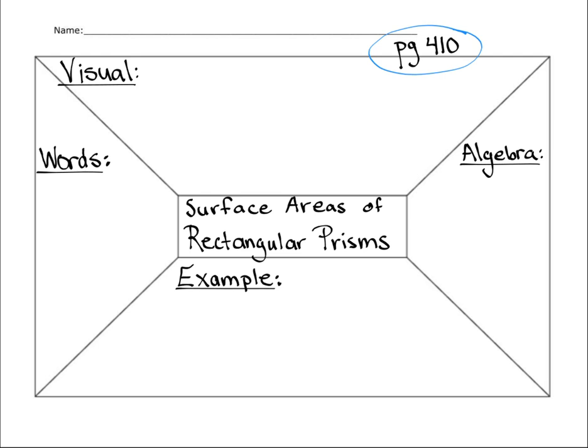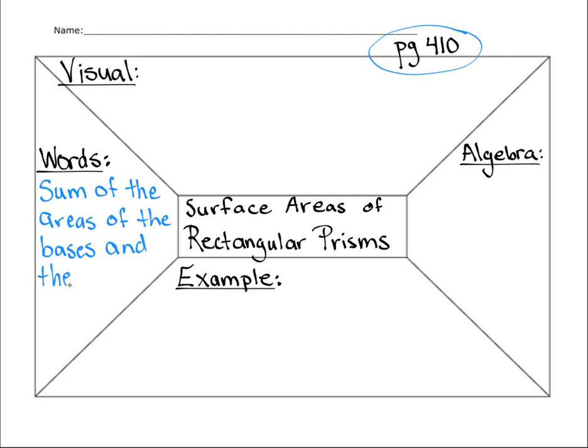It tells you words. So in words, the surface area of a rectangular prism is the sum of the areas of the bases and the lateral faces. So I've just taken that right out of the book on page 410. The visual is also given there. So in your book, try your best on drawing these.